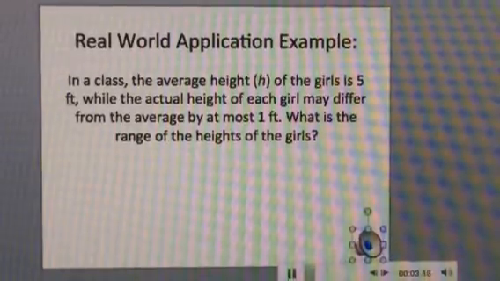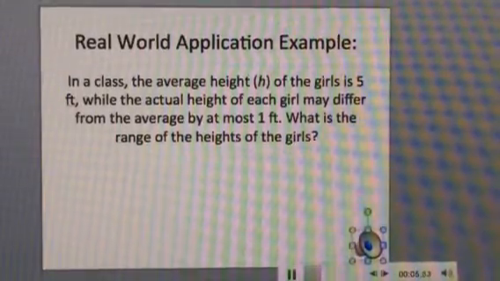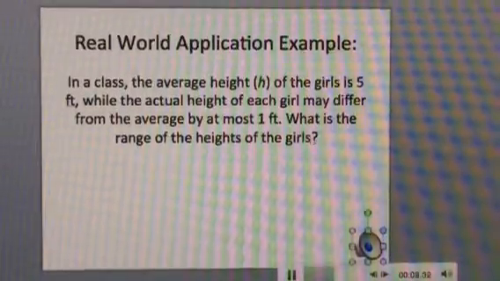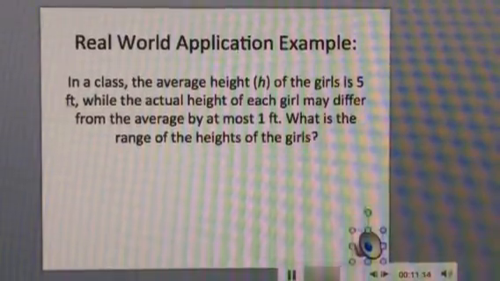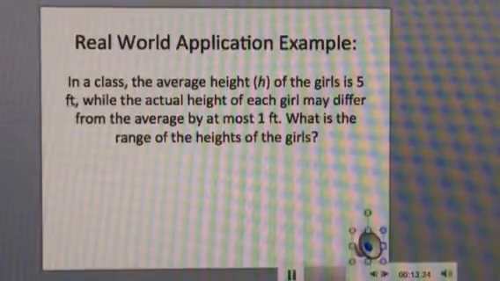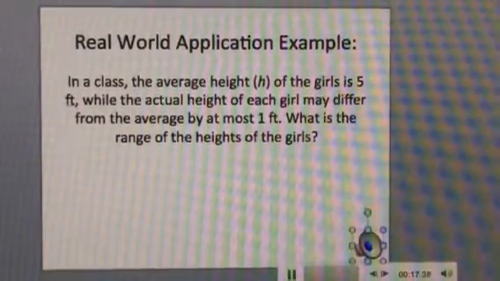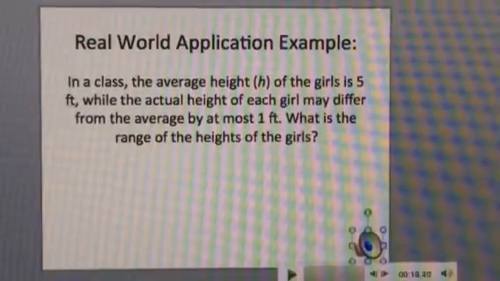This is our real-world application example. In a class, the average height represented by h of girls is 5 feet, while the actual height of each girl may differ from the average by at most 1 foot. What is the range of heights of the girls?